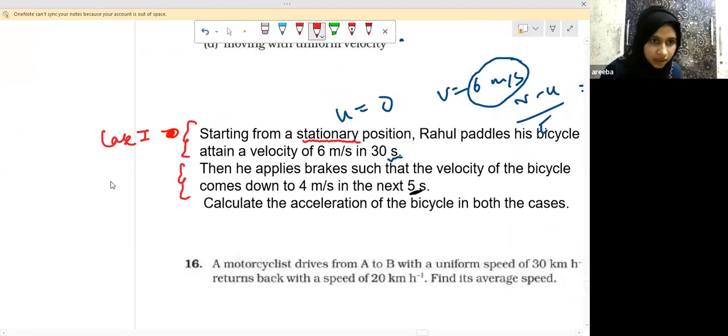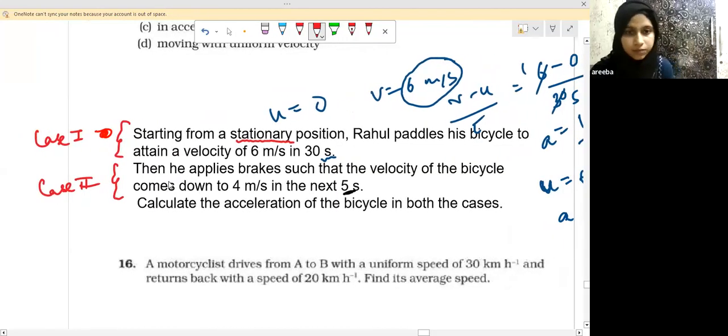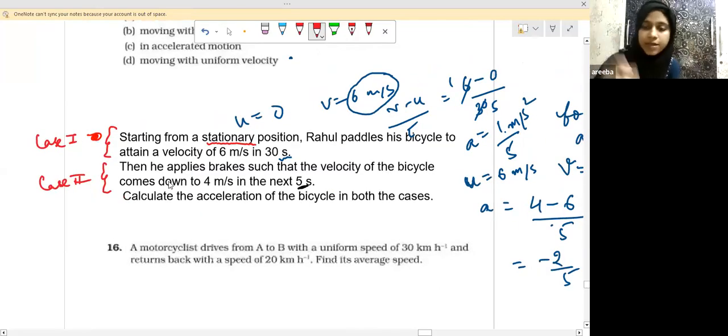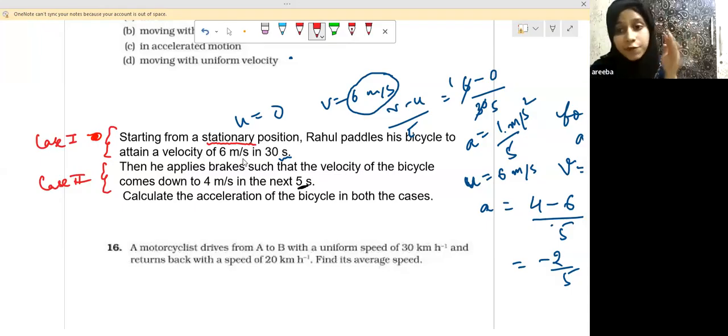यहाँ से लेकर यहाँ तक case 2. Okay. ठीक है? Because the question has been divided into two parts if we see, है ना? If we try to visualize it. अब देखो राहुल ने पैडल करी बाईसाइकिल को 6 मीटर पर सेकेंड तक. That means it is the V for case 1.